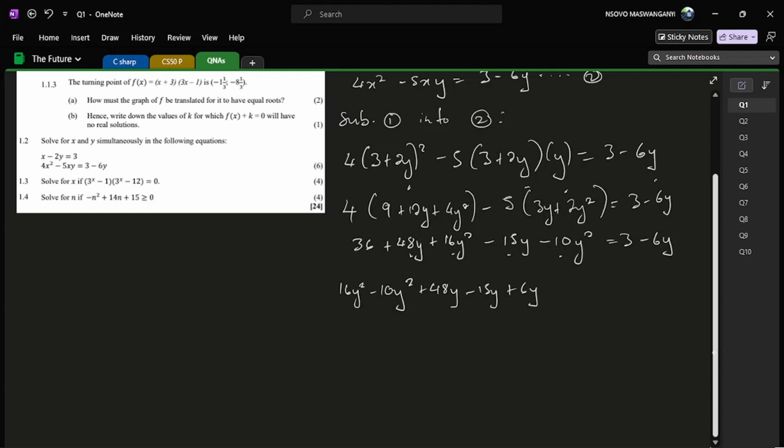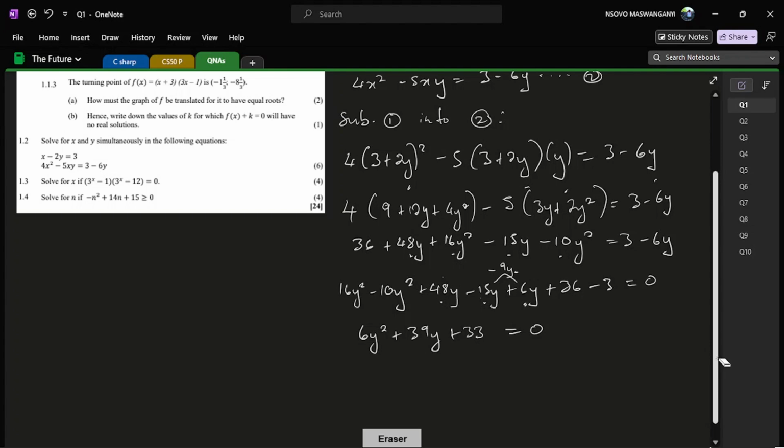I think we're done with that. So let's come and say 36, and then we say negative 3 equal to 0, right? So this is in a way that we are used to. 16 minus 10, that's going to be 6y squared, and this is 48 minus 15 plus 6, which is going to give us 39. And then 36 minus 3, so that's just going to be 33. If you want, you can simplify this and divide everything by 3, but it's unnecessary.